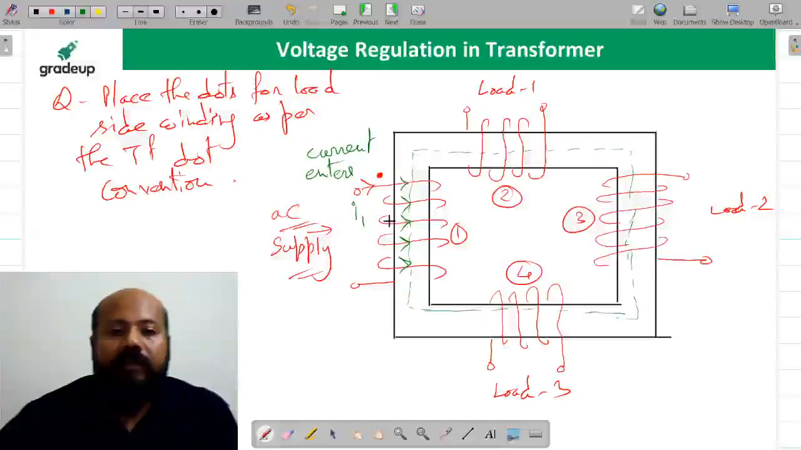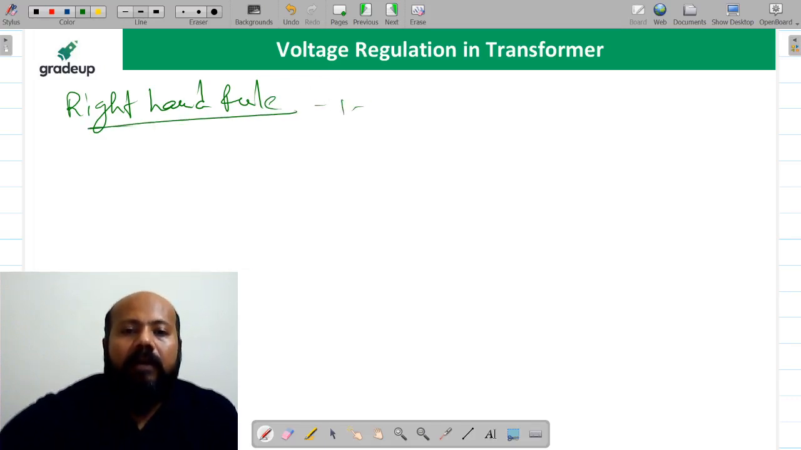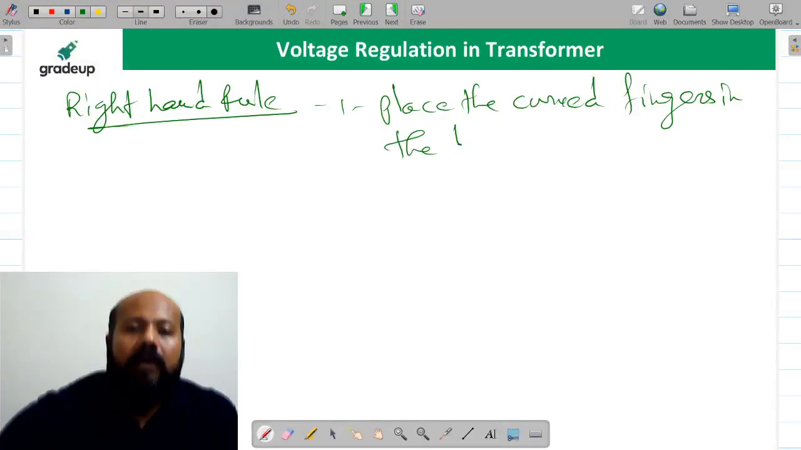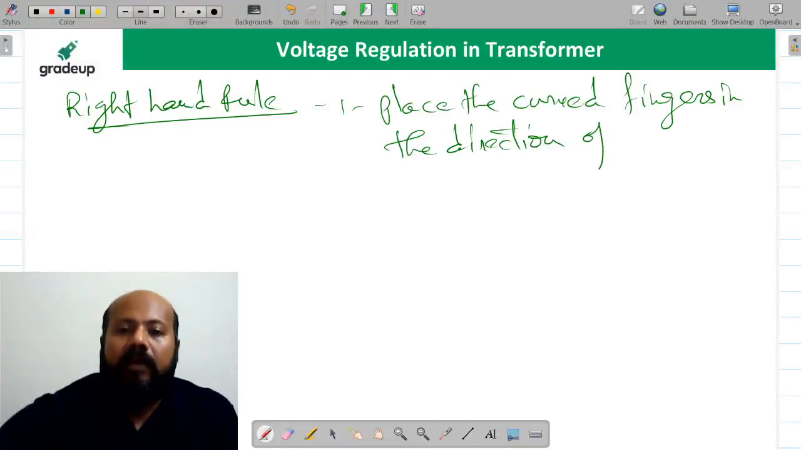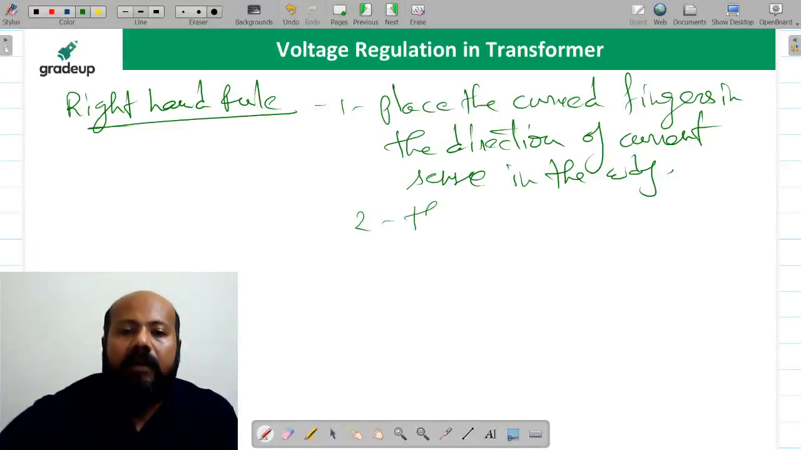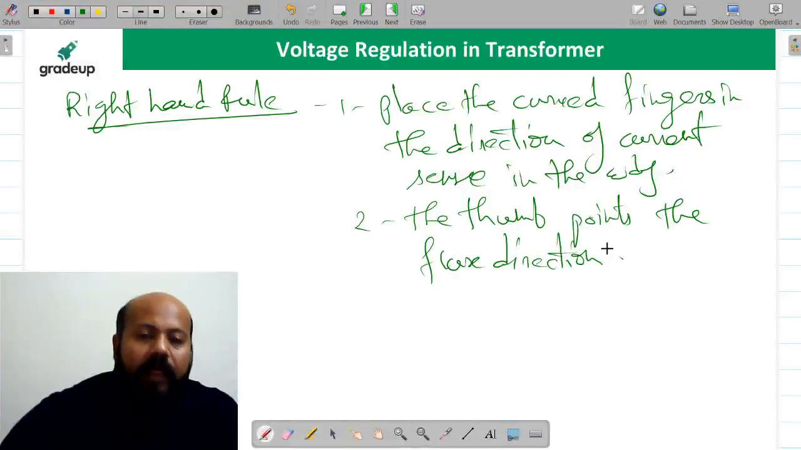I am writing it here. What is the right hand rule? The right hand rule is, place the curved fingers in the direction of current sense in the winding. What is the second point? The thumb points the flux direction. Yes or no? Are you getting this?